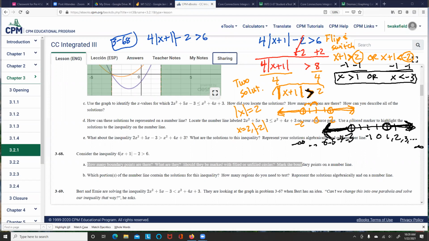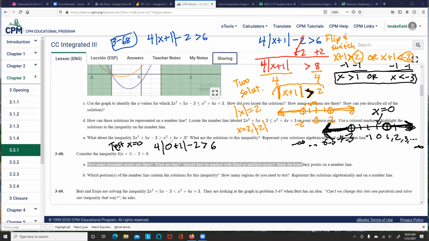Okay, so let's say I test 0, right? I'm going to test x equals 0. Should that work? Is that in my feasible region? It shouldn't work, right? Let's try it. 4 times the absolute value of 0 plus 1 minus 2 is going to be greater than 6, and this should not work.